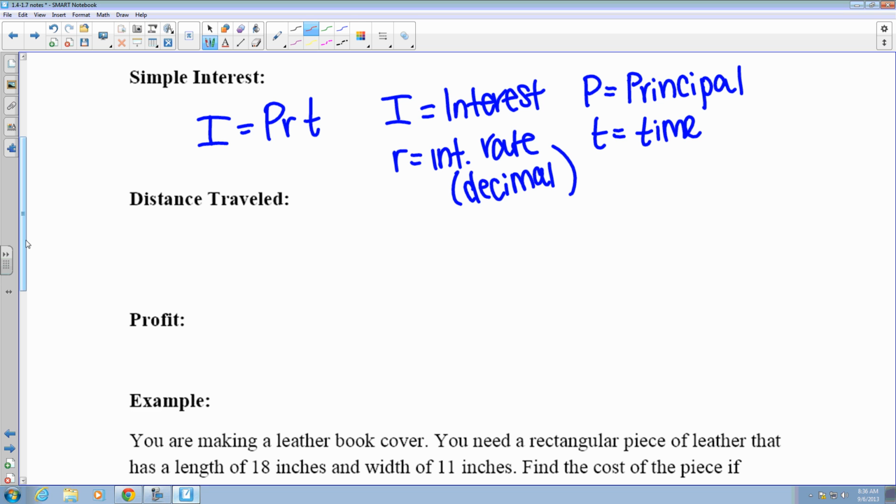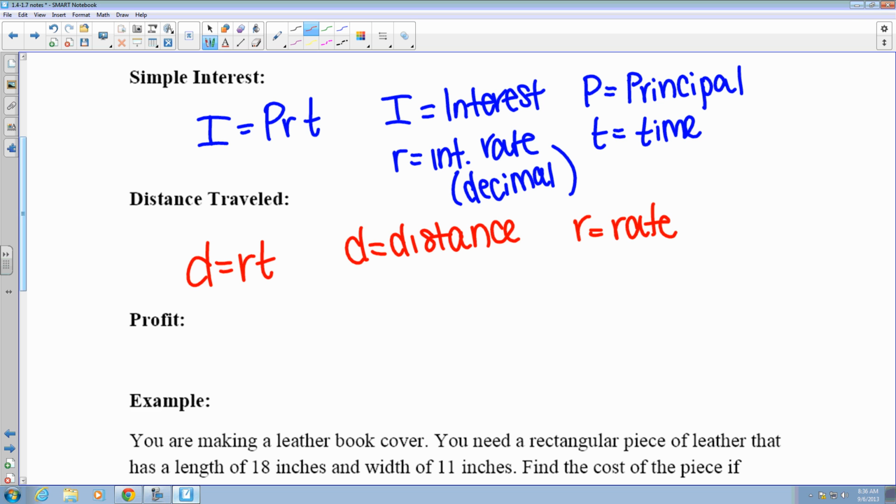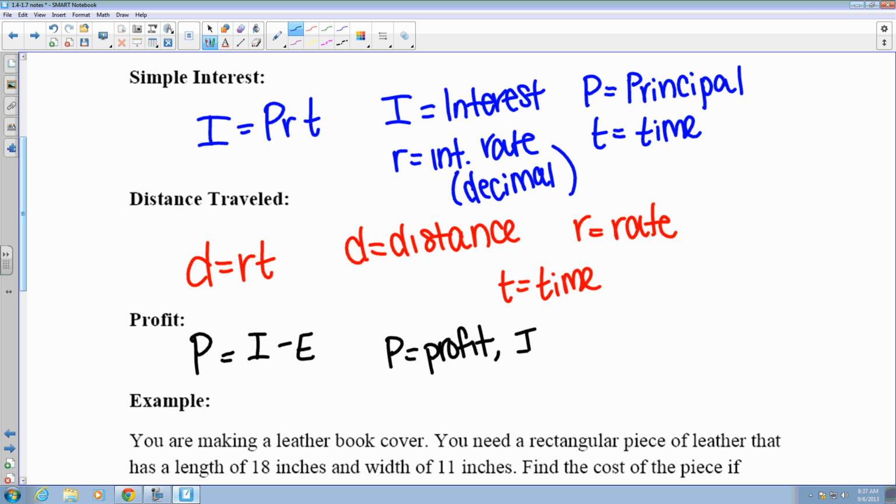Okay, you have a distance traveled formula. This one you've seen before, D equals RT, where D is your total distance, R is your rate or your speed, and T is time. Last one we're going to go over before we do any problems is the profit formula. P equals I minus E, where P is profit, I is income, and E is expenses.